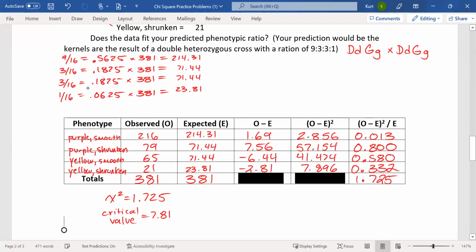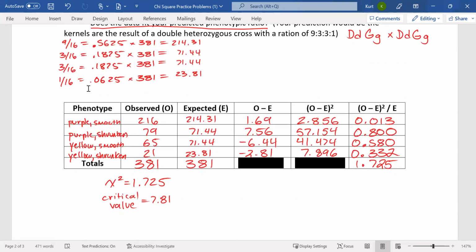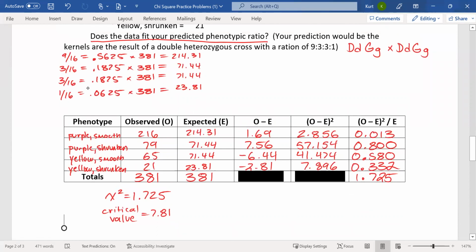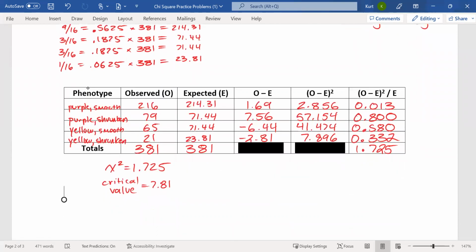So when you were asked, does the data fit your predicted phenotypic ratio? That's another way of asking, do you accept or reject the null? Yes or no? So does the data fit your predicted phenotypic ratio? You would say yes. Chi-squared is less than your critical value. So in this case, you would accept the null hypothesis.